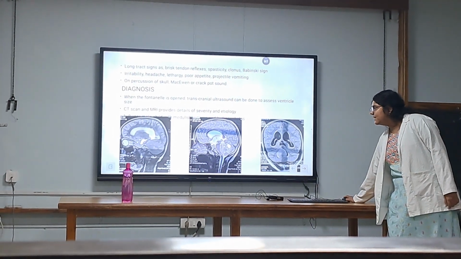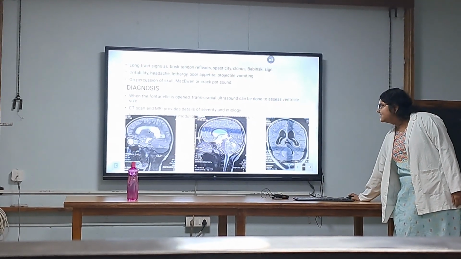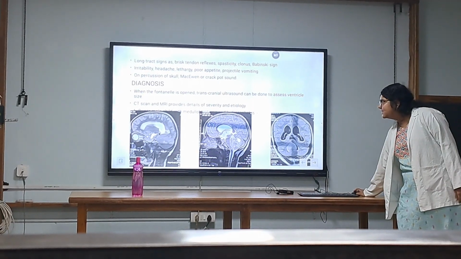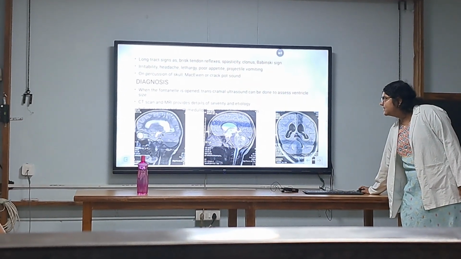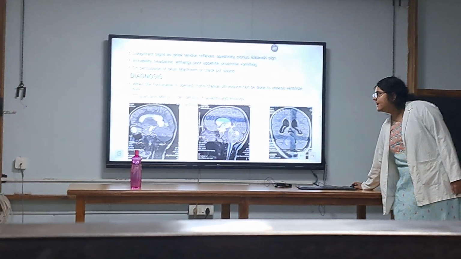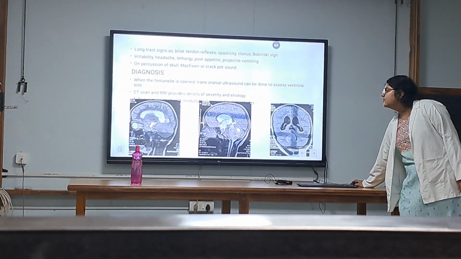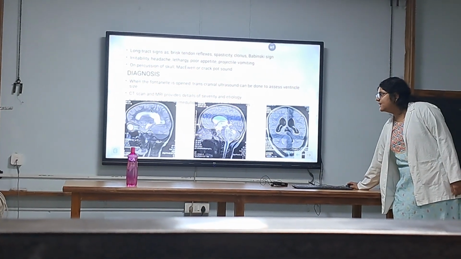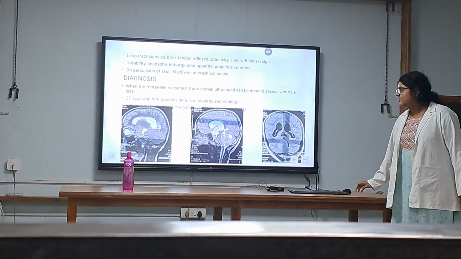On these T2 MRI images, we can see a cystic lesion in the lateral ventricles and third ventricle, with enlarged ventricles and periventricular ooze, which is suggestive of medulloblastoma.